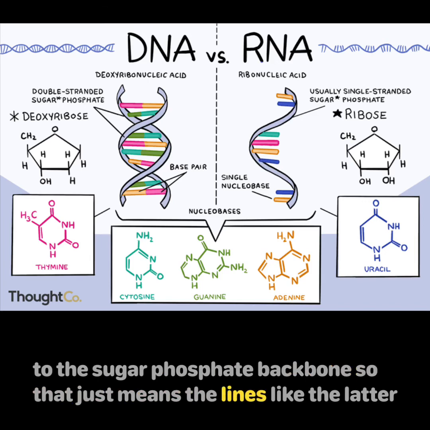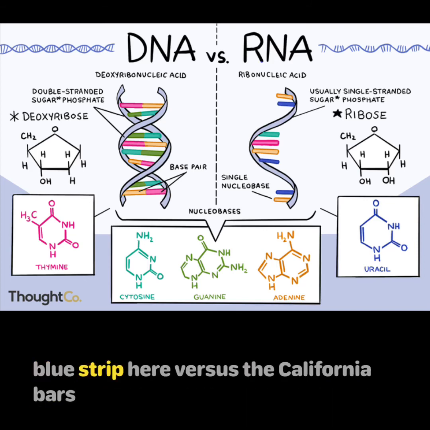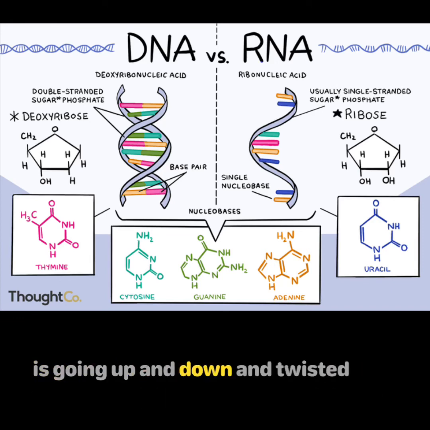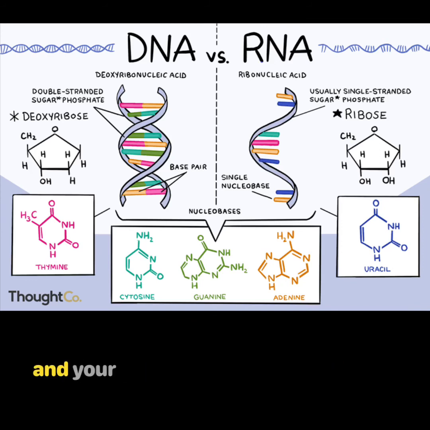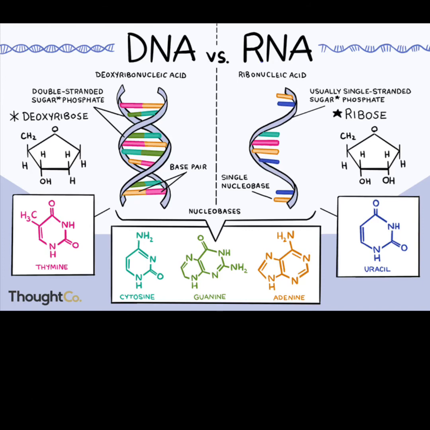So that just means the lines, like the ladder rungs, are at a 90-degree angle to the phosphate backbone, which is the blue strip here versus the colorful bars that are going across the page, left to right. So your phosphate backbone is going up and down and twisted, and your nitrogenous bases are going side to side.